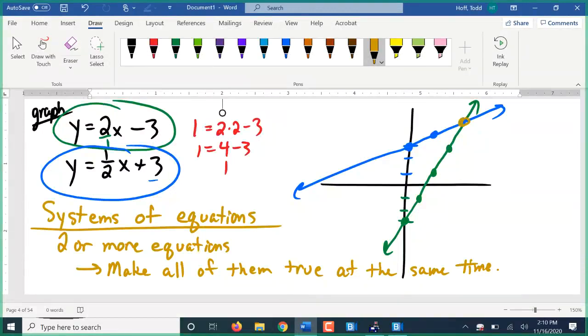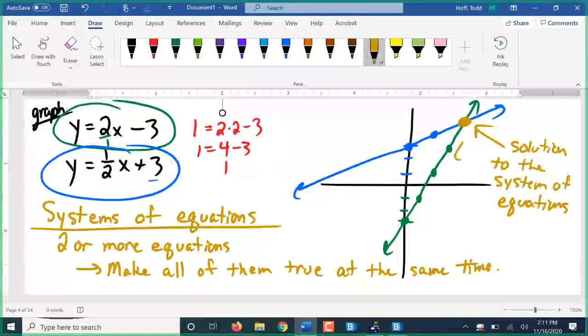So this point here is on both lines. Remember we said each point on the blue line makes the blue equation true. Each point on the green line makes the green equation true. The point that makes them both true at the same time is where the lines cross. That is the solution to the system of equations. Now, because I drew this out so meticulously, I can see that that point is the point (4, 5).